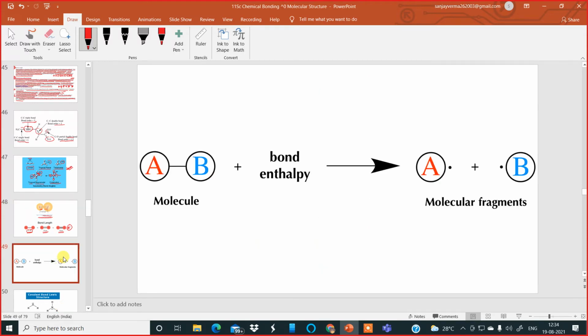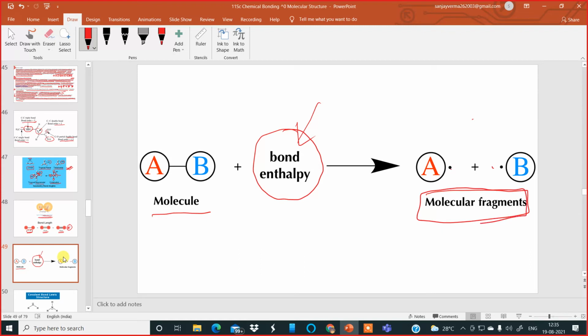Now, if you look at the next slide, the bond enthalpy definition has been explained on the basis of a diagrammatic illustration. If there is a molecule formed out of AB, and if the molecule breaks down homolytically, one electron here, one electron here, the energy involved to break them into stable molecular fragments is called bond enthalpy.